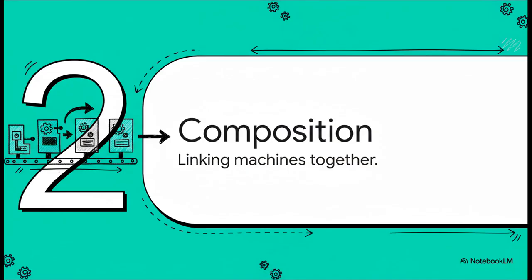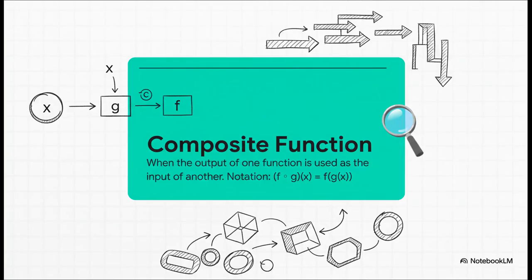Okay, so we've got our individual machines, but here's where it gets really interesting. What happens if we link them up? You know, when the thing that comes out of the first machine immediately becomes the thing that goes into the second machine. Well, that's when we've built ourselves a process, an assembly line. And in the world of math, we call this a composite function.